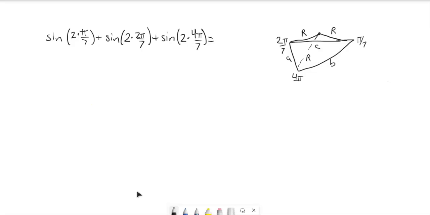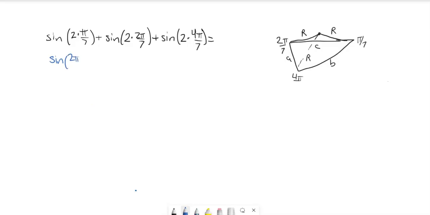This is part 24 in my series of exploring the heptagonal triangle. And what we have is another doubling identity like I did in my last video, but instead of secant, now we are doing sine, and especially the sine of 2 times the quantity pi over 7 plus sine of 2 times 2 pi over 7 plus the sine of 2 times 4 pi over 7 equals a certain value. So what we're going to do first is we will reduce what we have before us.